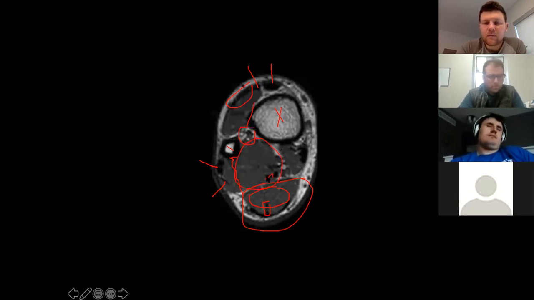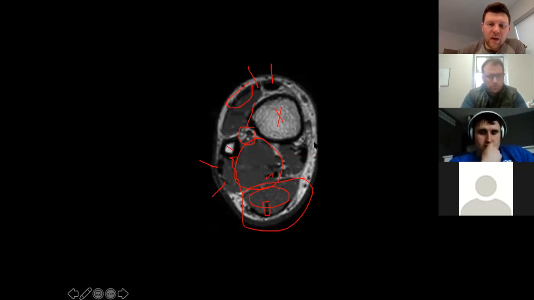Okay, so we're still high up. Remember, what's the most lateral muscle in the deep posterior compartment? Yeah, that would be the flexor hallucis longus.